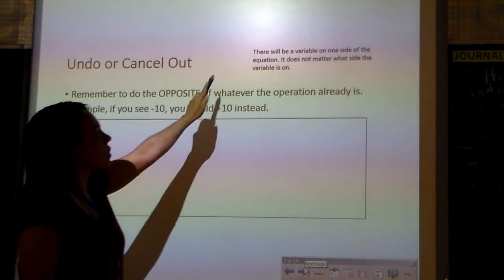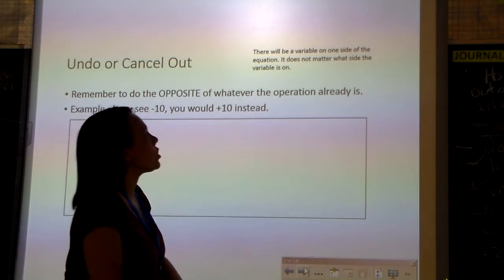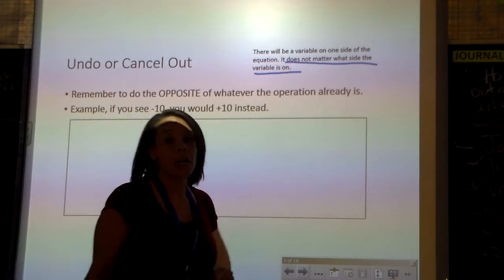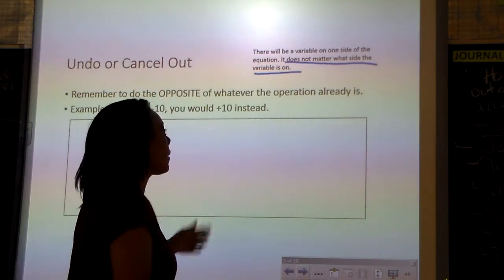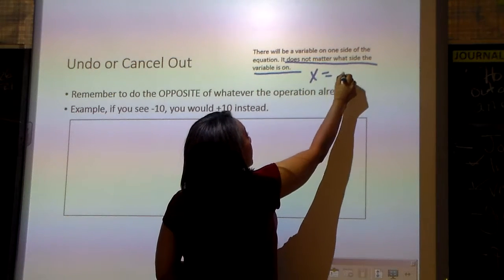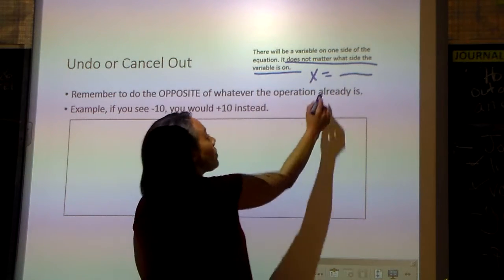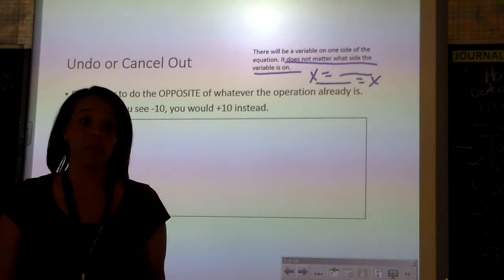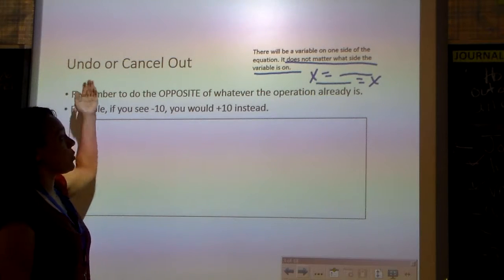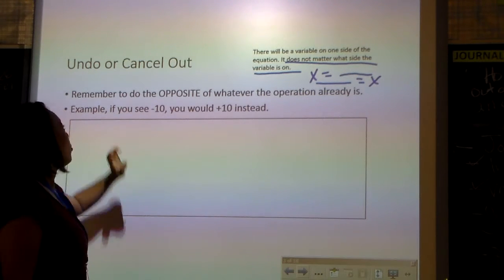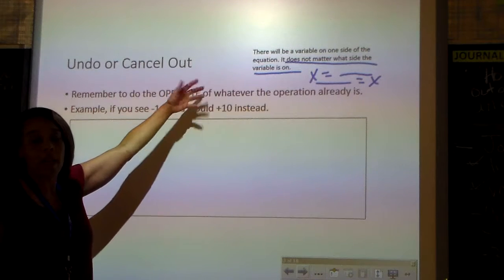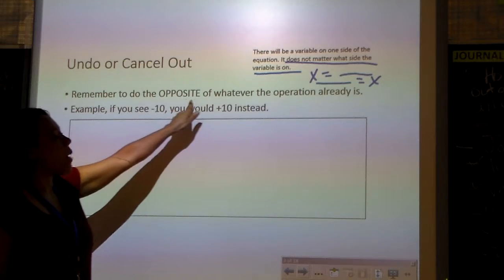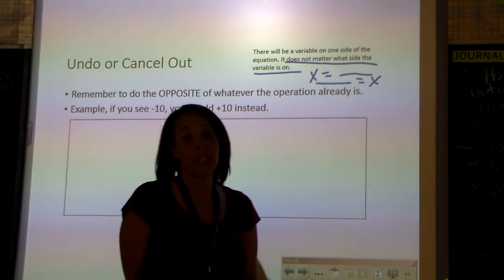So, like I said, there's going to be a variable on one side of the equation. Please underline, it does not matter what side the variable is on. Sometimes it may be on the left and it may be x equals a bunch of stuff. Or it may be a bunch of stuff equals x. Both ways are perfectly acceptable. What we do when we're shuffling things around, we undo or cancel out. That's the terminology you use. And so remember, you do the opposite of whatever the operation already is.